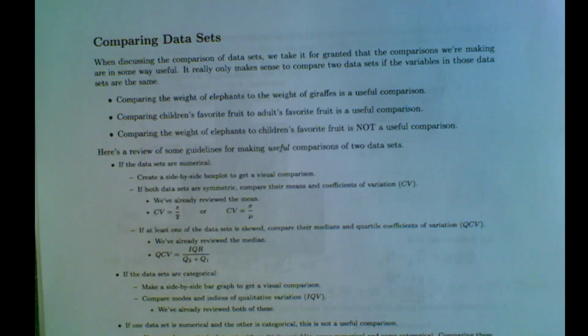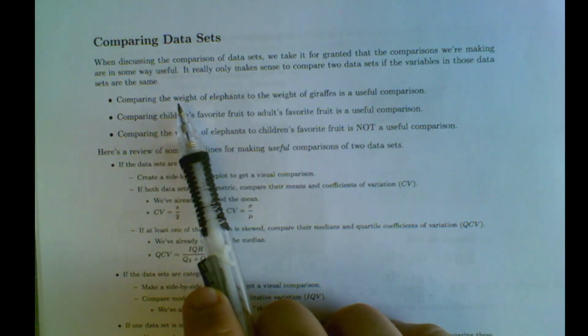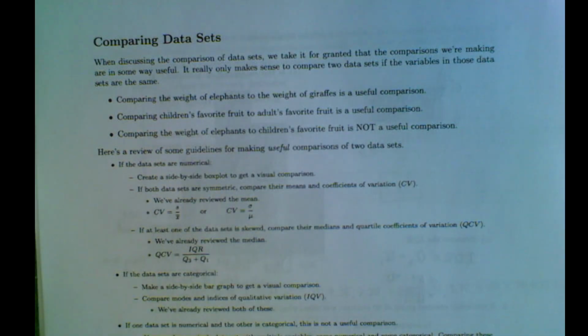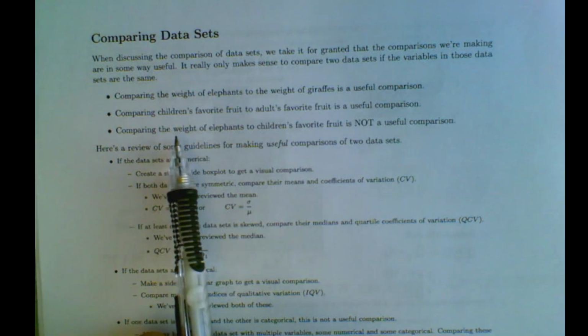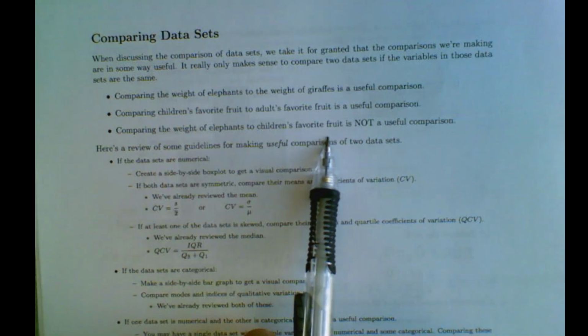For example, comparing the weight of elephants to the weight of giraffes is a useful comparison, right? If you want to know which animal is heavier, you're comparing the same variable, weight to weight. So you're comparing the weights of 2 different groups. That's a useful comparison. Comparing children's favorite fruit to adults' favorite fruit is also a useful comparison, right? You're comparing the same variable, favorite fruit. You have 2 different groups, children and adults. That makes sense. But comparing the weight of elephants to children's favorite fruit is not a useful comparison, okay?